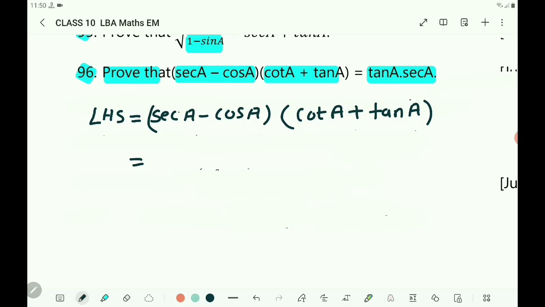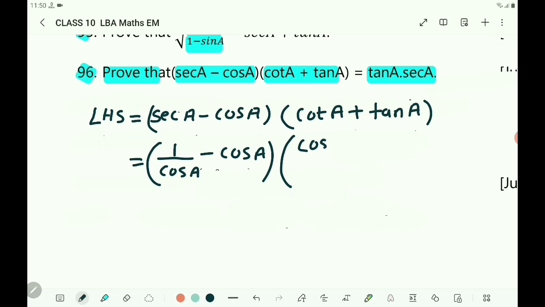Equals, here you write secant A as 1 by cos A. Cos and secant are reciprocal of each other. You write it as 1 by cos A minus cos A into cot A. Cot A is cos A by sin A, plus tan A is sin A by cos A.